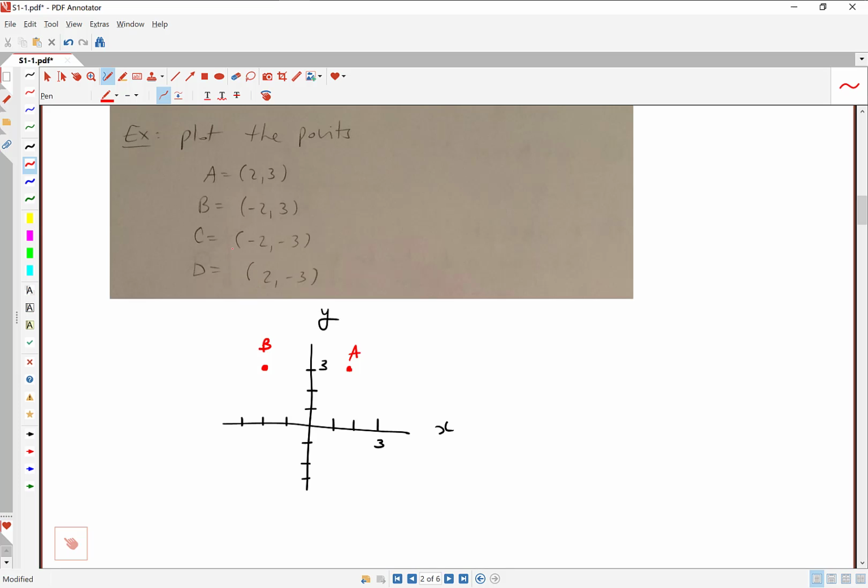So there's B. For point C, (-2, -3). Okay, so that's going to be left and down. Point C is there. And point D, X is 2 and Y is -3. So here we go for point D. So that's just a very quick refresher of graphing on our usual X and Y axes.